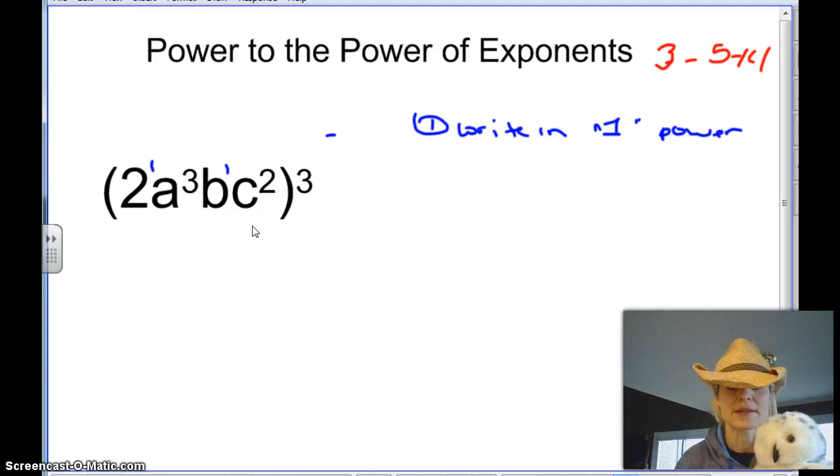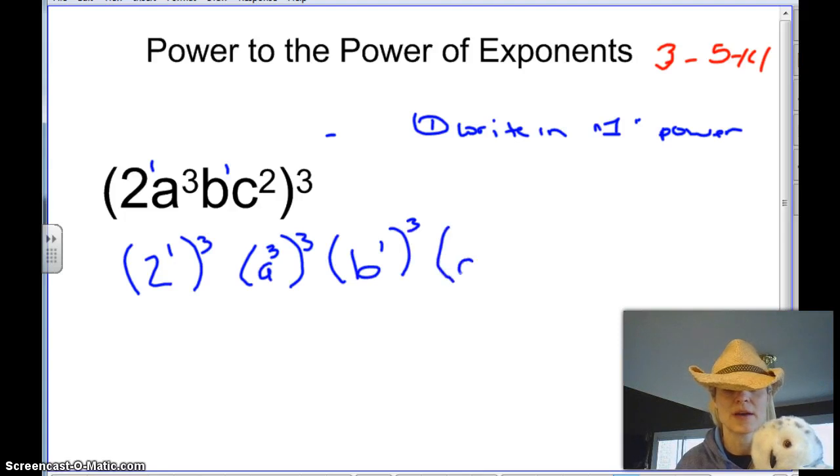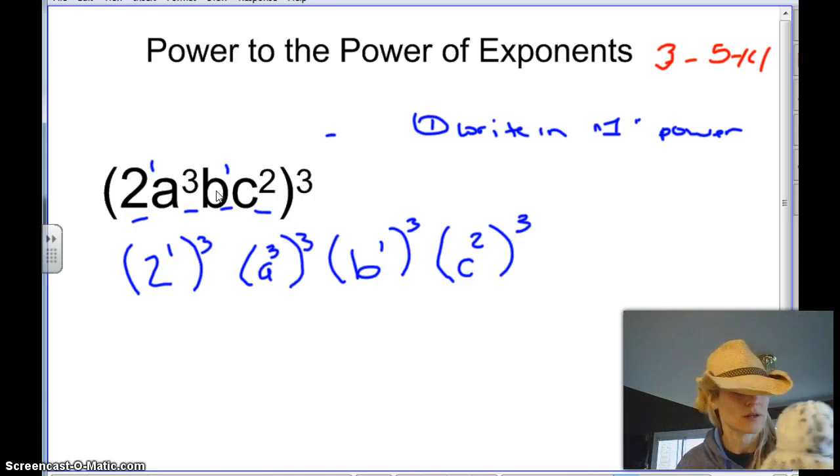So when you think about this, we're taking everything in here to the 3rd power. So if I wanted to write this out separately, that's 2 to the 3rd power, a to the 3rd power, because I'm distributing this to each one, because each one of these is being taken to the 3rd power. Then we have b to the 3rd power, and then we have our c squared to the 3rd power. So I took each one of these and separated them and raised them to the 3rd power, because the parentheses say everything within this is raised to the 3rd power, right?